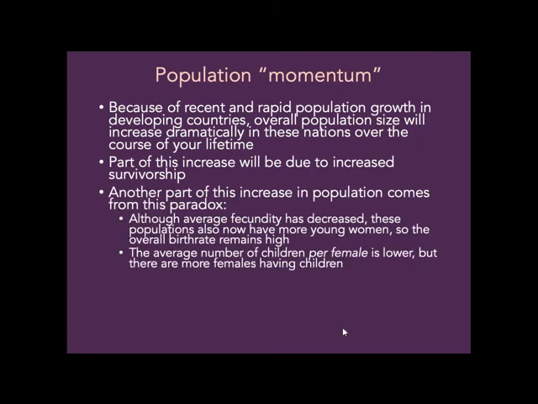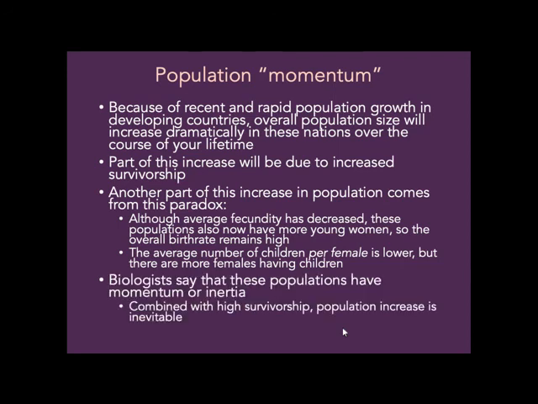But another part of the increase in population size comes from a kind of paradox. Although you have a decrease in average fecundity, the populations now have more young women, so the overall birth rate is going to be high. In the past, each woman had many kids, but in the present, even if each woman has fewer kids, there are a lot more women, so you still end up with the same high birth rate. We would say that these populations have momentum or inertia. Because they have a lot of young people now, there are going to be a lot of people of all ages in the future. Combined with high survivorship, this makes it so that population increase just has to happen.